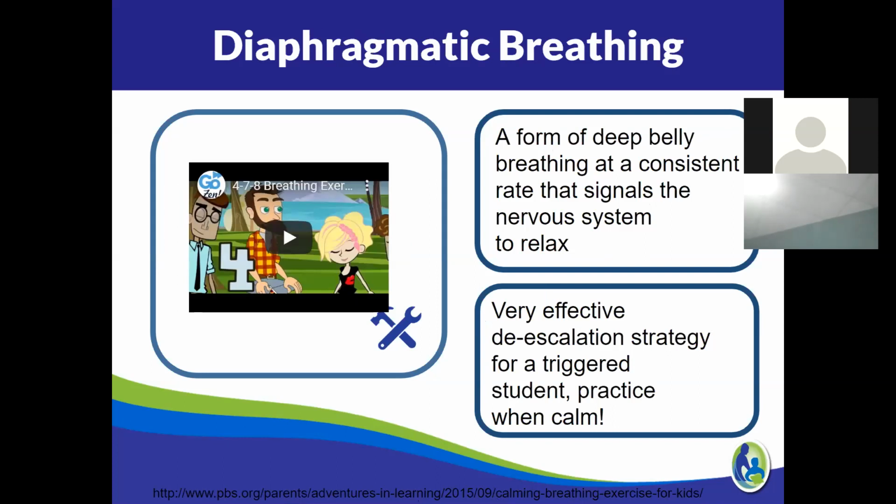The third strategy is diaphragmatic breathing. So really that's just a way of saying deep belly breathing. And the way that is helpful is that it signals the nervous system to relax and it decreases the heart rate and blood pressure. So focusing on the rise and fall of your stomach as you breathe can shift the focus to the here and now, off of the stressor or the source of anxiety.